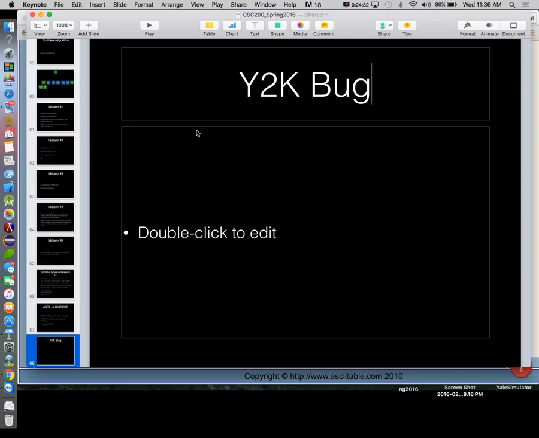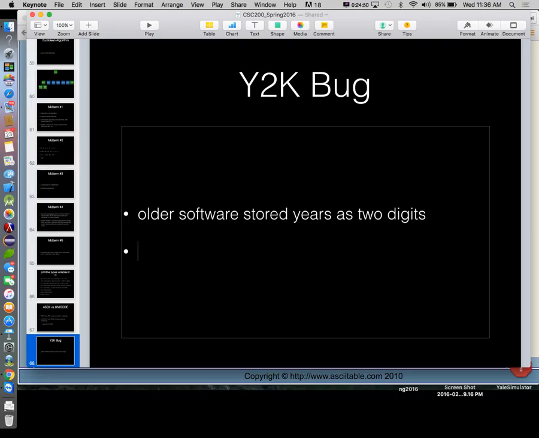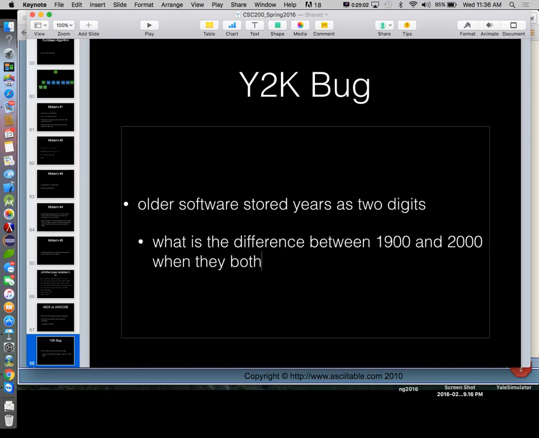Okay, well, we're on the right path there. Didn't they store years as just the last 2 digits? Yep. So older software stored years as 2 digits. So the Y2K bug was, what is the difference between 1900 and 2000 when they both look like 00? Make sense? So all of a sudden, all these things that were sorting on dates and stuff like that wouldn't be sorted correctly anymore once we started hitting 2000.